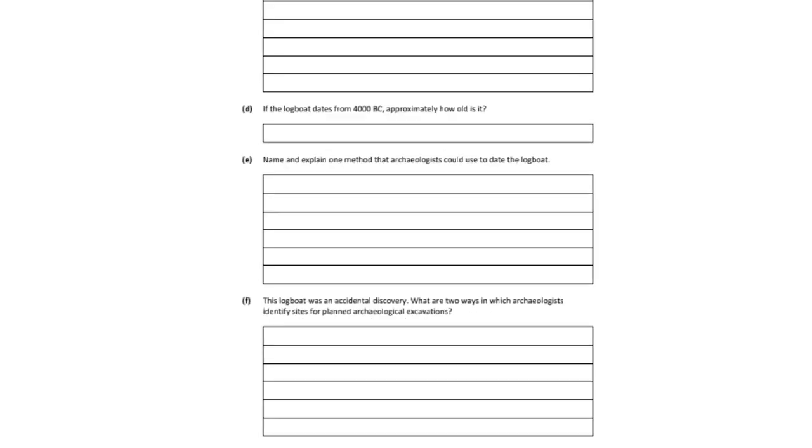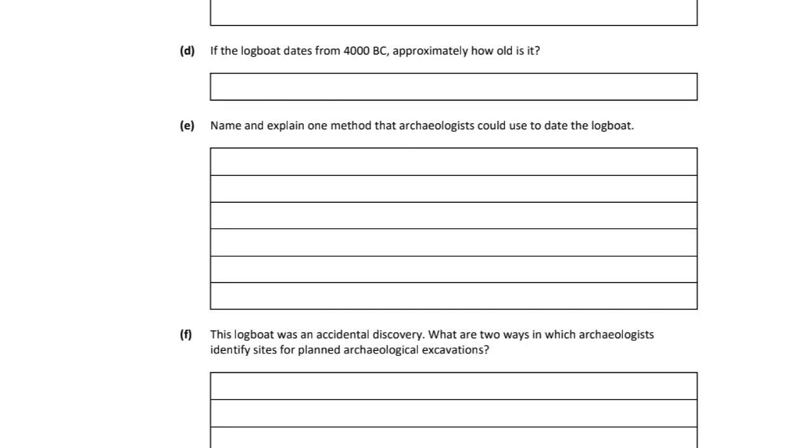Still on this question, guys, I'm going to skip down to part E: name and explain one method that archaeologists could use to date the logboat. The key thing, guys, is to look at the wording: name and explain. Depending on the marking scheme, you'll get between 2 and 3 marks for naming your method of dating the logboat, and then possibly 3 marks going for describing how this works.